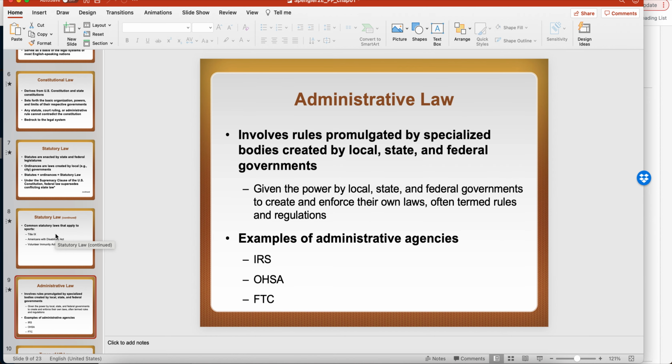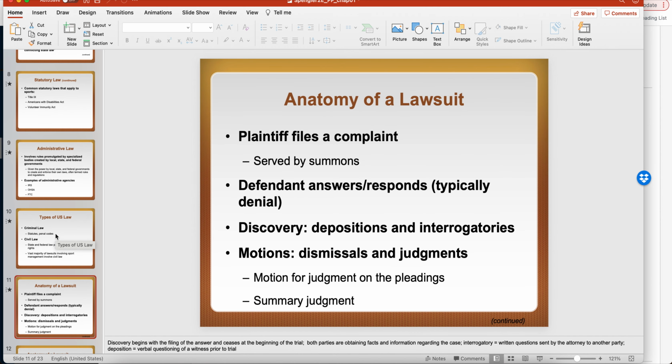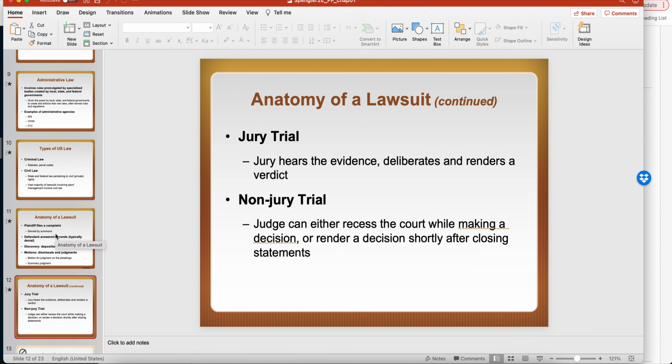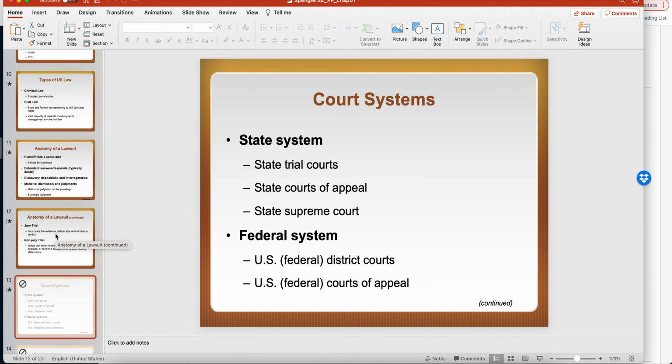Then there's, of course, administrative law. Look at organizations such as the IRS, OSHA, which impacts us now with the whole COVID-19 pandemic. And then it goes over different types of law, so criminal law versus civil law. What is a lawsuit, plaintiff versus the defendant. Jury trial, non-jury trial. These are pretty self-explanatory. You're probably familiar with a lot of them.